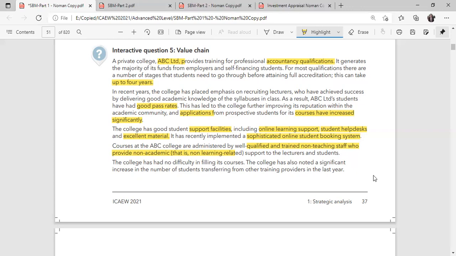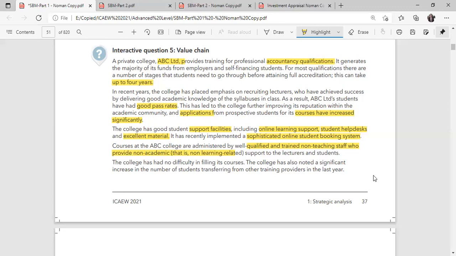For primary activities, like inbound logistics. Inbound logistics means anything that is coming within your organization. Let's say, first of all, it is the number of students, because students are going to join your college. So students are coming from outside, they are within your organization. So that is the very first thing that we are going to mention, students.